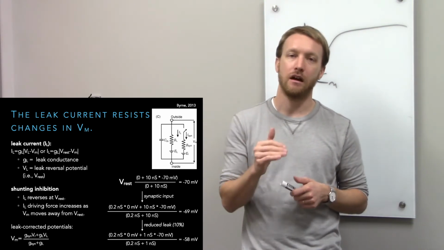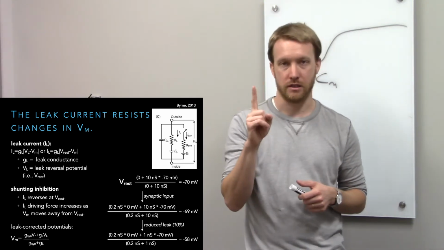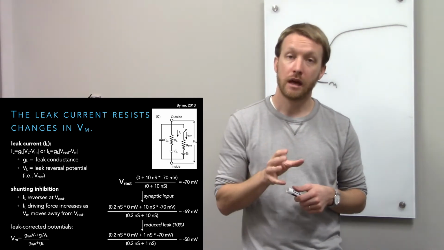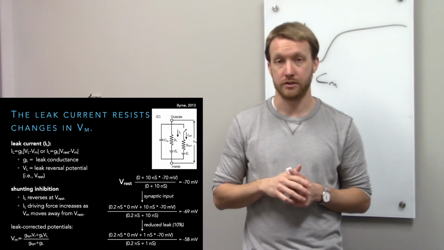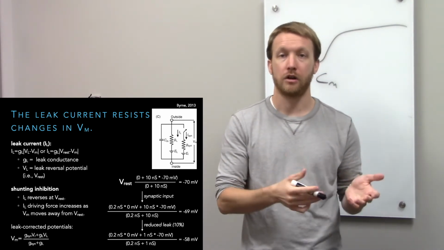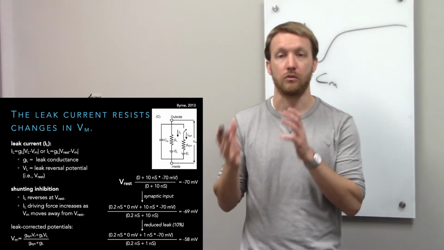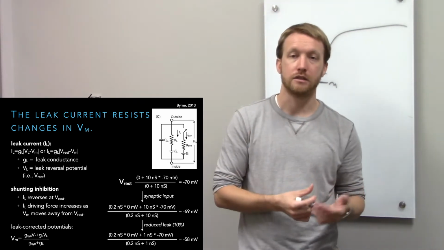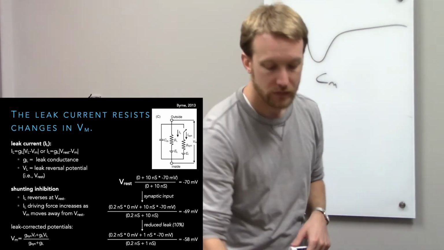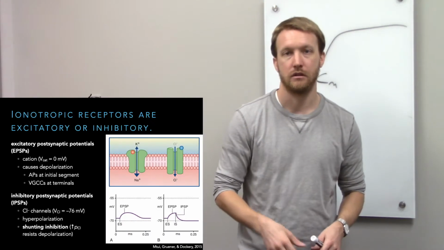Now if we tighten it up and we only have 1 nanosiemens of leak current, that same synaptic input is going to cause 12 millivolts of depolarization. So the leakier the cell, the harder it is to move away from rest. So leakiness is going to equate to a lack of excitability. And that should make good intuitive sense.